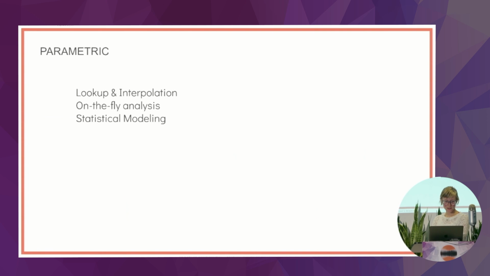Cool. So that brings us to the end of parametric and these three methods of doing parametric modeling. First of all, with lookup and interpolation, on-the-fly analysis, and then statistical modeling to pull out those parameters, put it through a vocoder, get it back. Any questions on that? I breezed through that part pretty quickly.